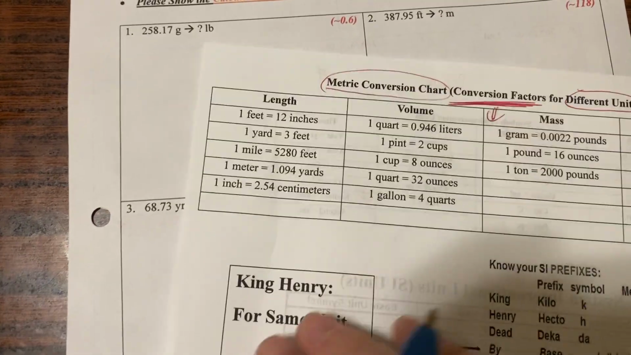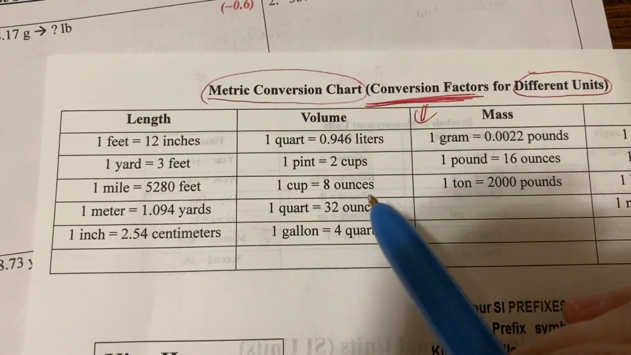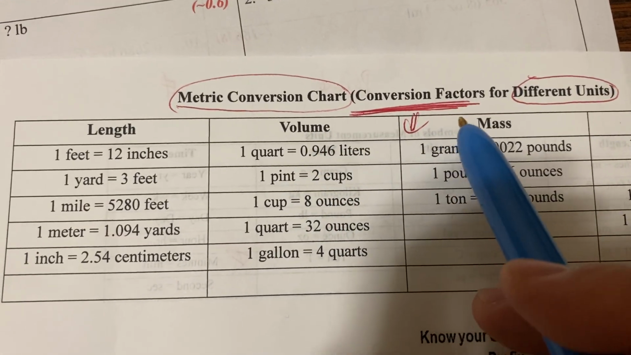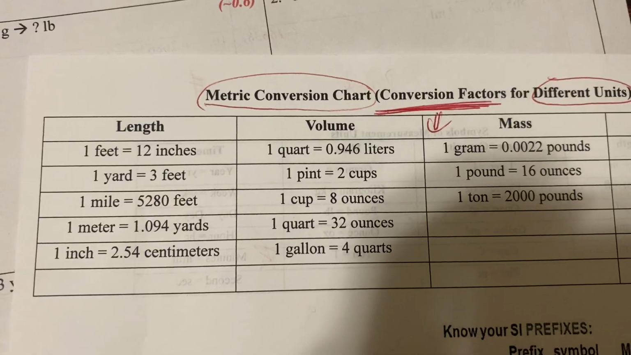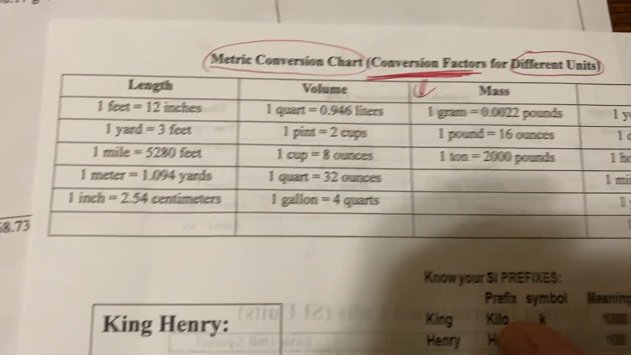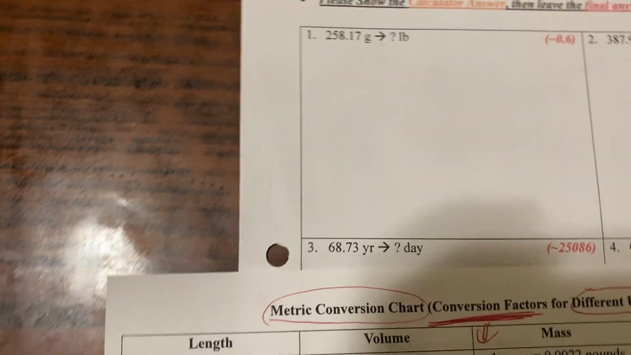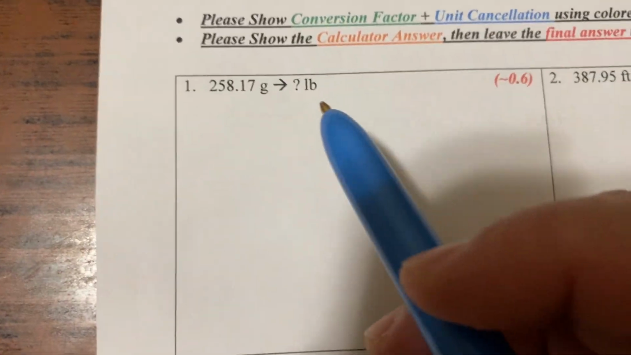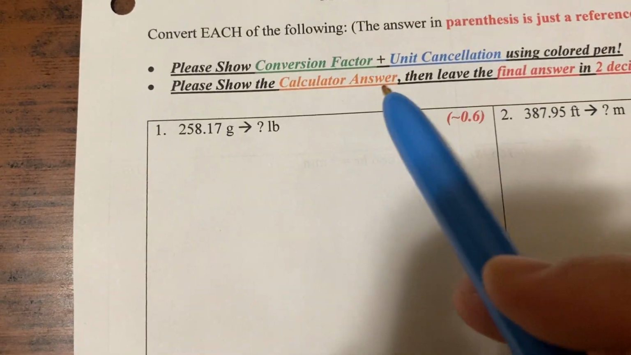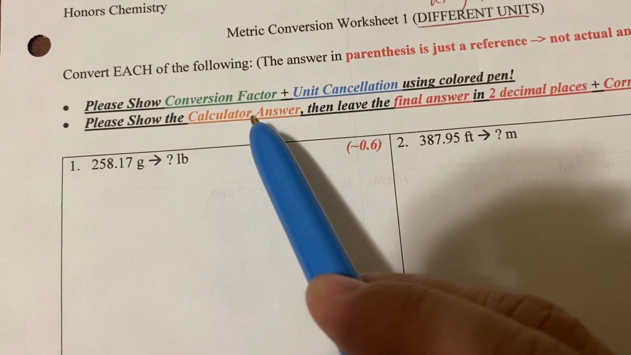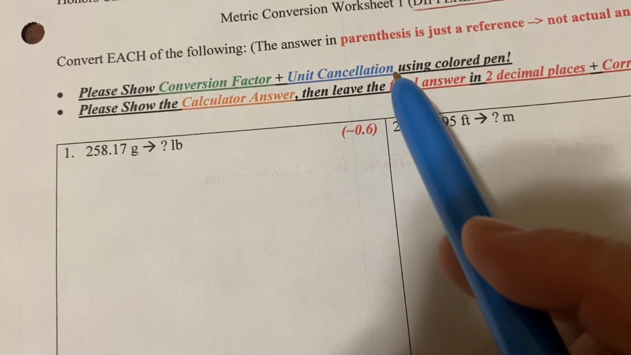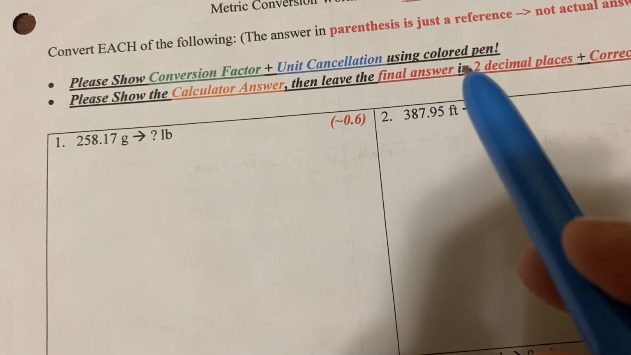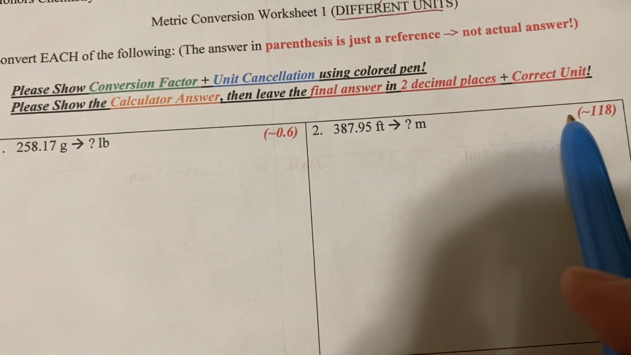What's so important in this video particularly is the conversion factor. Since we're using the metric chart, we're going to use the conversion factor to figure out how to set up the equation correctly. First of all, I'm going to do number 1 and number 7. Before I start, I want to make sure that you show your conversion factor and the unit cancellation with the color pen, and you show the calculated answer. You want to leave your final answer in 2 decimal places with the unit.